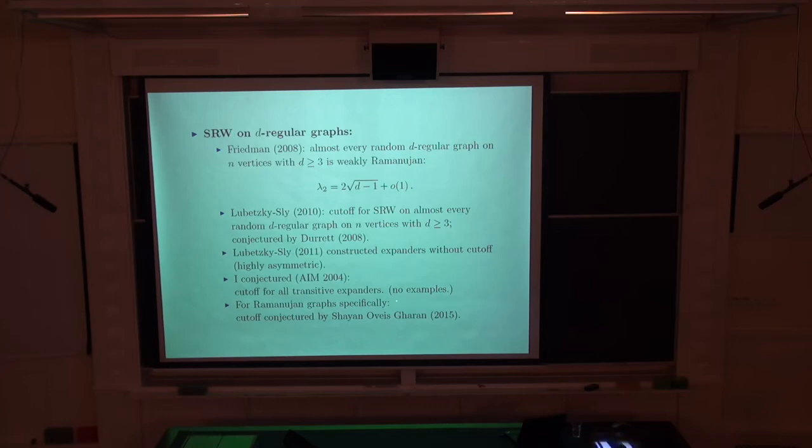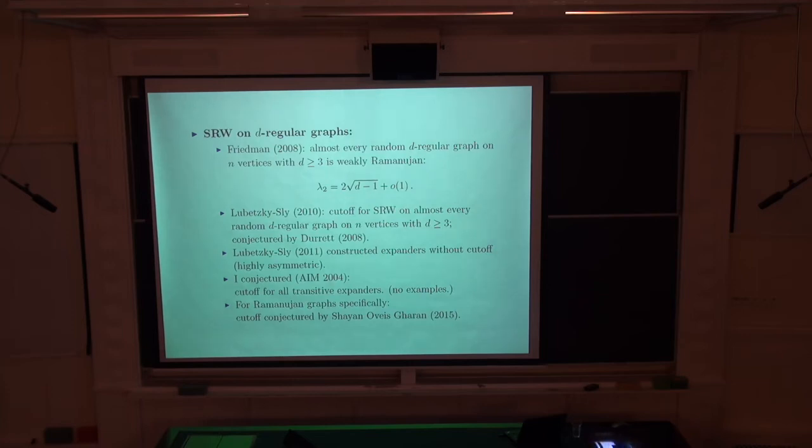One conjecture I made at an AIM workshop in 2004 is that all transitive expander sequences, so if you have a sequence of graphs that are Cayley graphs or transitive, should have cutoff. Transitive just means the graph looks the same from every vertex. For any two vertices, you have a graph automorphism mapping one to the other. So any such sequence should have cutoff.